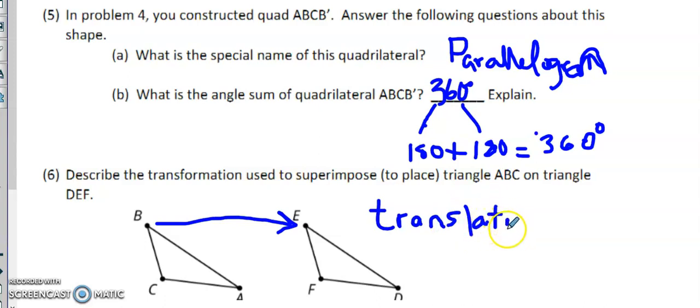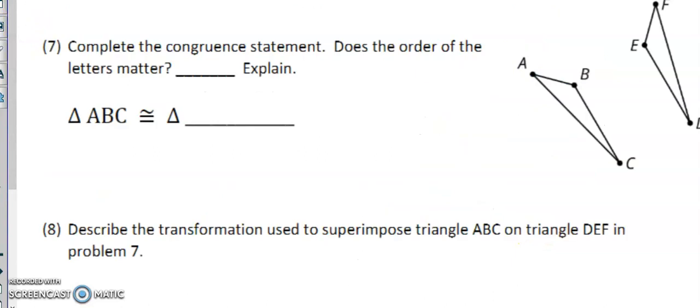Alright, on to the next problem. It says complete the congruent statement. Does the order of letters matter? And the answer is yes, because when we are writing congruent statements, we want to make sure that corresponding parts match. So this transformation actually is a reflection. So somewhere in here, there's a line of reflection.